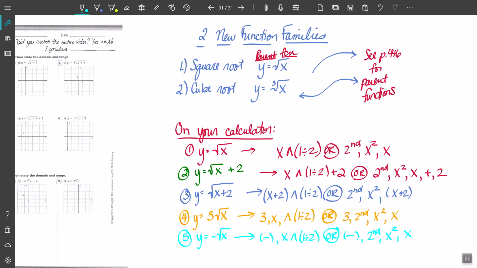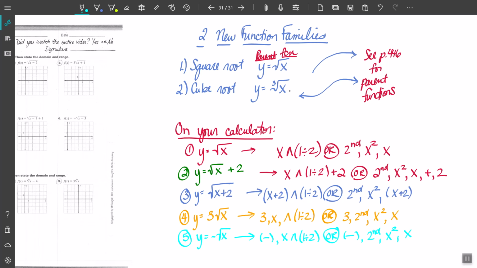So you're going to have your square root function, which is what I have down here in these 5 equations. You can see that the red number 1 down here that I want you to do on your calculator matches the parent function up here, y equals the square root of x. And it's going to take this shape that's just sort of like a half U shape.